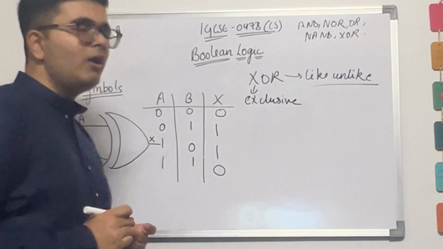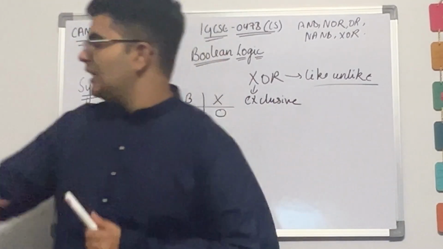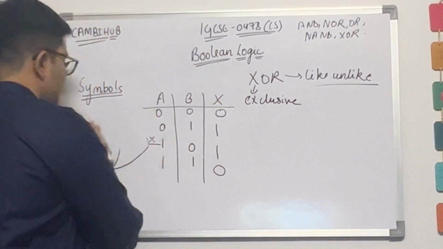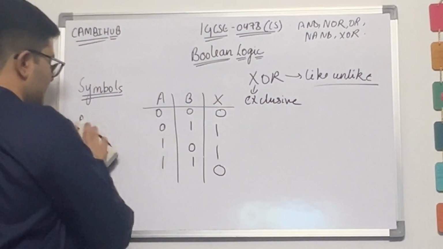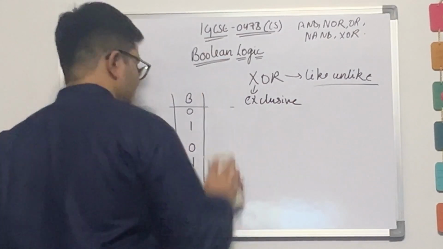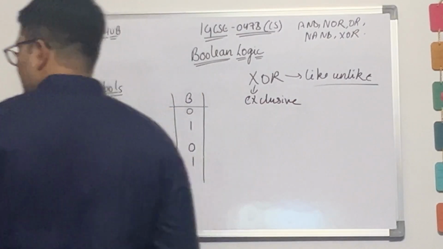Now let's move on to the NOT gate. So for that, we would be erasing A as an input, right?